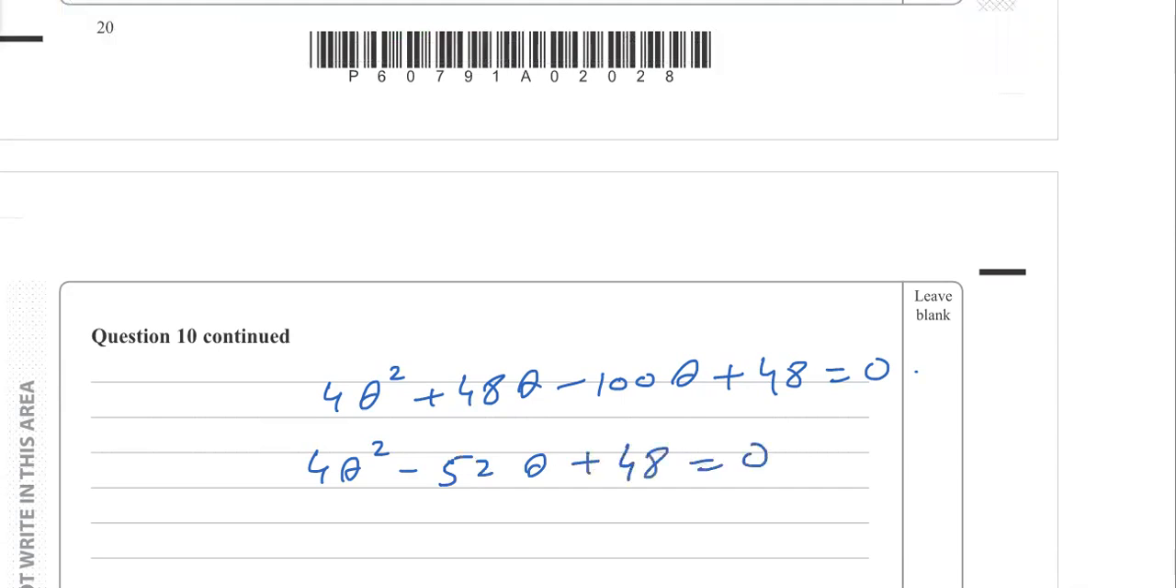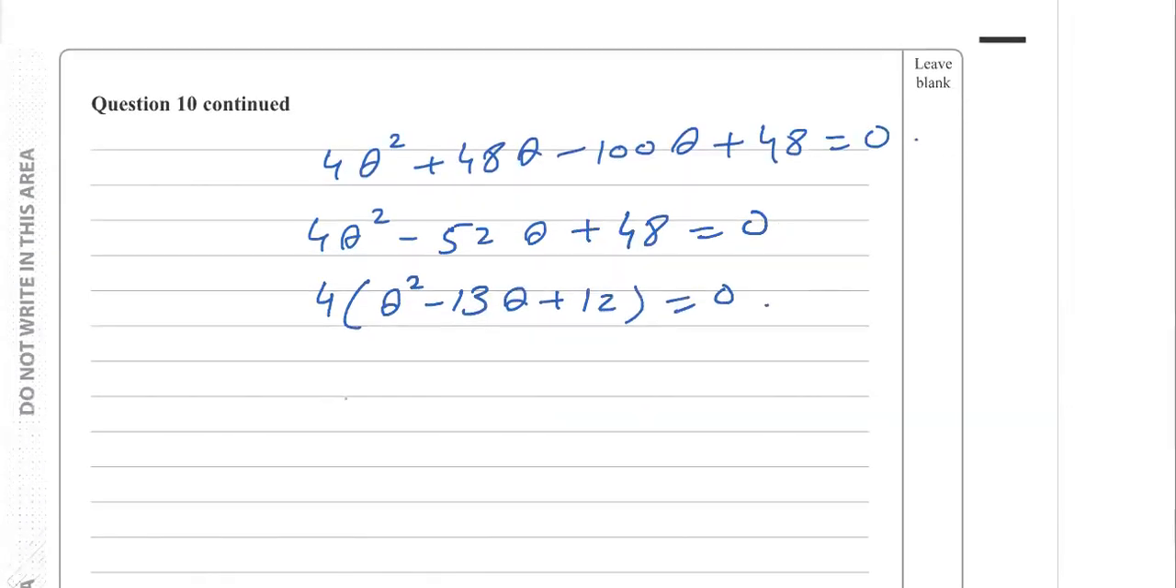But the required equation I should write in the simplest form. I can take 4 common: theta squared minus, now 52 divided by 4 will be 13, and 48 divided by 4 is 12. So finally that is our required equation for part A, theta squared minus 13 theta plus 12 equals 0. That is the required equation.